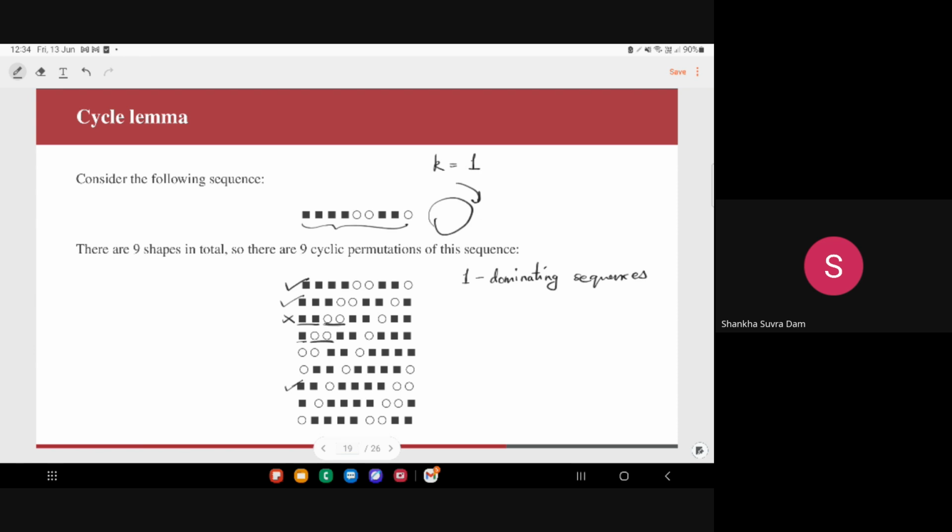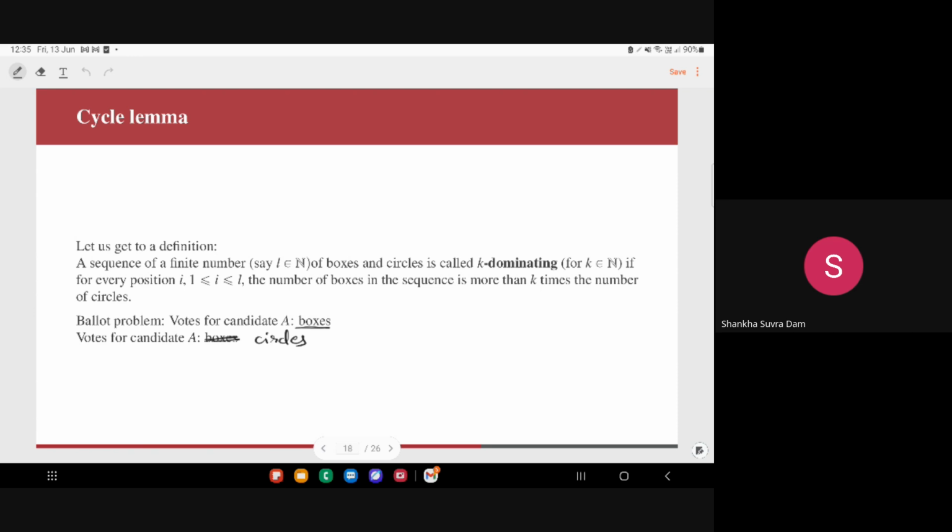Just 1 second. Okay. Some people were asking me to repeat the definition of 1 dominating sequences. They did not quite understand. Oh, okay. So a sequence of a finite number of boxes and circles is called K dominating if for every position between 1 and L, so for a sequence like this, for every position, that is, you consider these positions here, the number of boxes in the sequence is more than K times the number of circles.